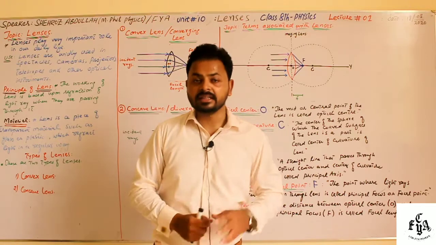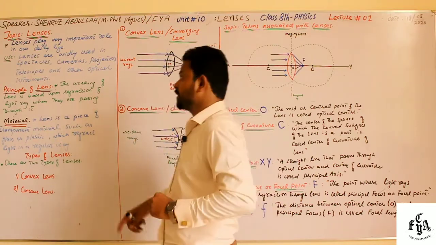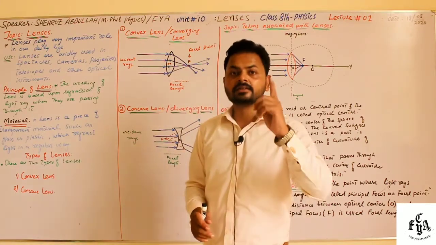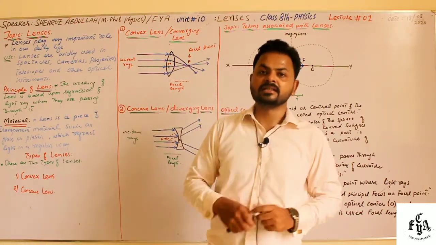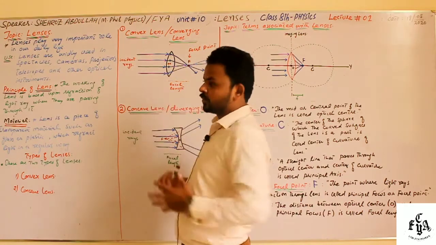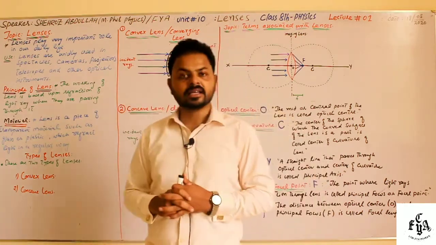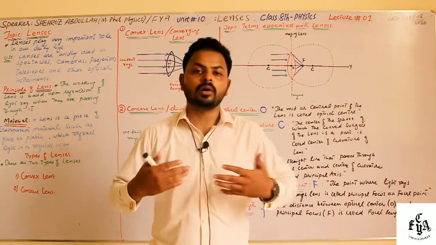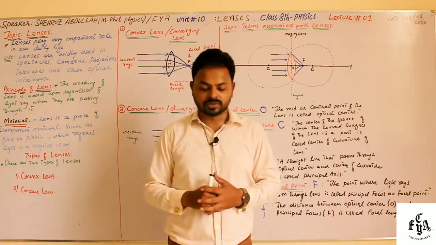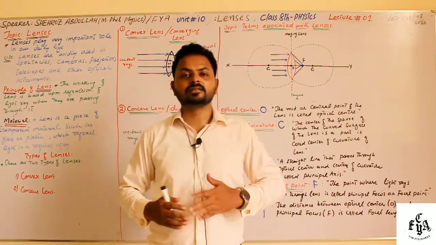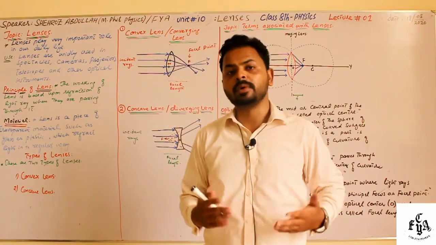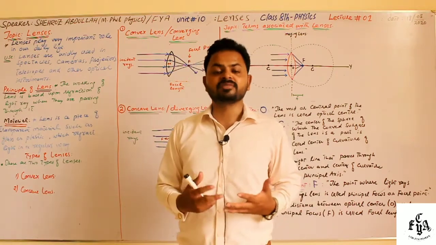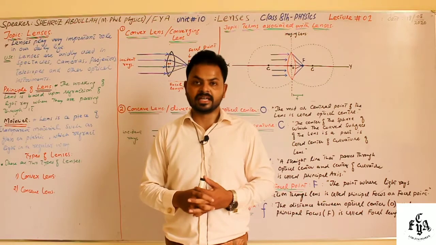Class 8 physics lecture number 1, unit number 10, that is lenses. We are going to discuss lenses. First of all, we understand what lenses are. In our daily life, you must have seen a lot of things where lenses are used, for example, spectacles, telescopes, cameras, mobile phones. There are different things where you have seen lenses used.